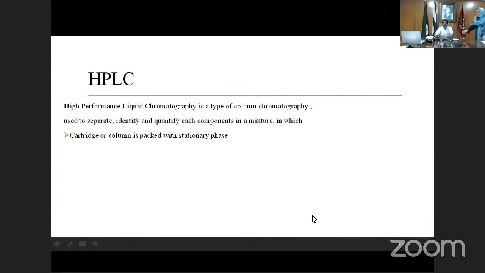Okay, let's start with our presentation. High performance liquid chromatography is a type of column chromatography. It is used to separate, identify, and quantify the components from a mixture. The cartridge or column is packed with the stationary phase.